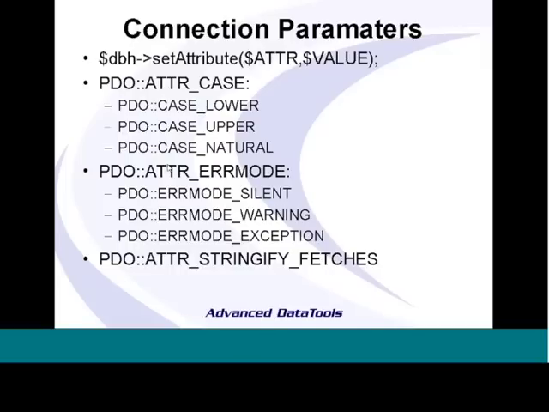The next one there is stringify fetches. I haven't used this much, but if you're using a lot of blobs, you can define how the blob data is actually returned. There are several other options here for attributes you can set. If you check the documentation, they're there. These are the ones that I've seen used more than anything else, which is why I mentioned them.